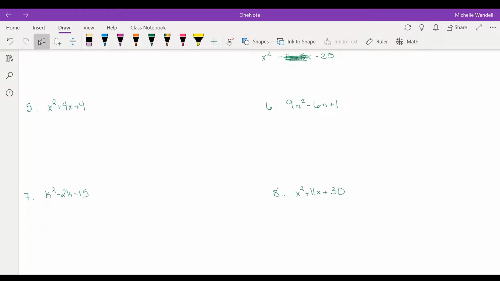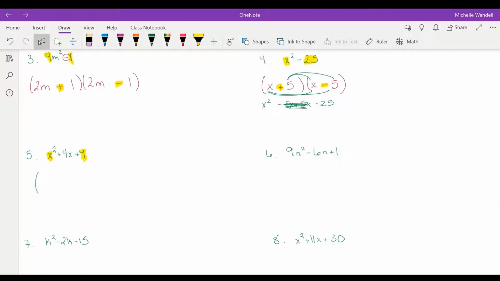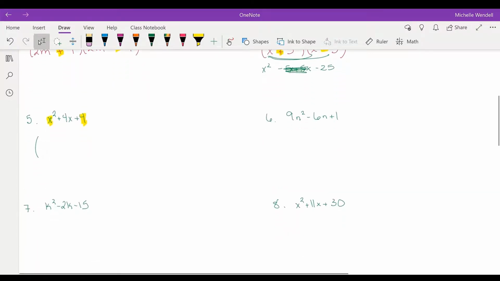Alright, next two, I have x squared plus 4x plus 4. So something I noticed first about these is that that's a perfect square, and this is a perfect square. So that means I'm dealing with perfect squares, and it's an addition. Everything's addition here. Notice, like on 3 and 4, it was a subtraction one. So in this problem, I've got a plus 4 here. I'm adding that perfect square.